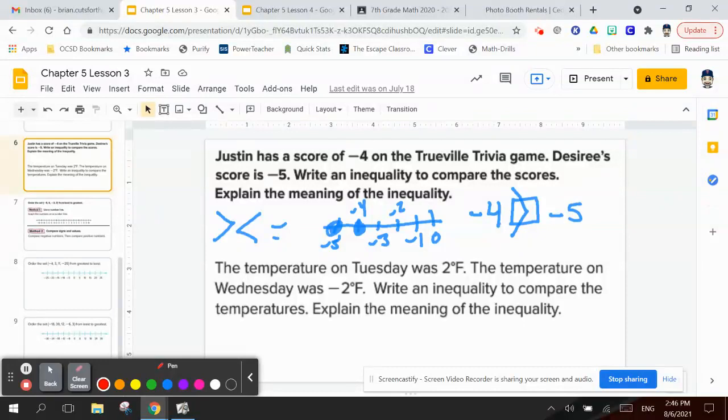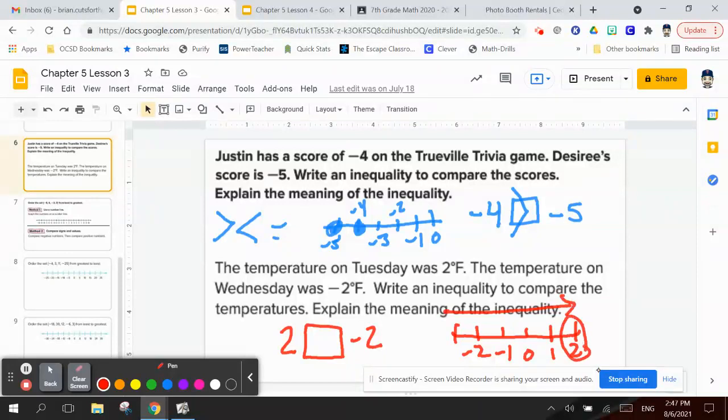The temperature on Tuesday was 2 degrees Fahrenheit. The temperature on Wednesday was -2 degrees Fahrenheit. Write an inequality to compare the temperatures. So again, same thing. 2, -2. So here's my number line. 2, 1, 0, -1, -2. Which one's furthest to the right? That's going to be 2. So 2 is greater than -2.